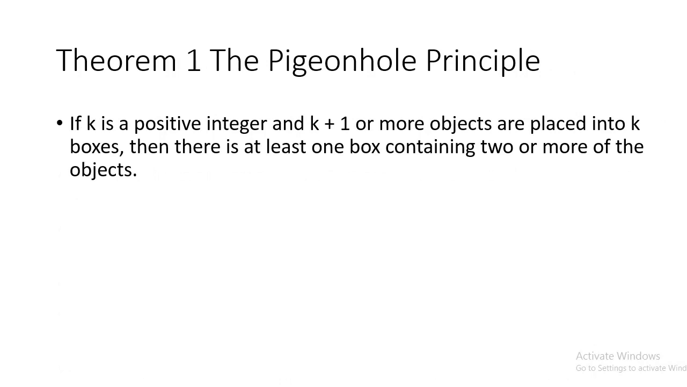Now, by using this principle, there is one theorem of the pigeonhole principle. If k is a positive integer and k plus 1 or more objects are placed into k boxes, then there is at least one box containing two or more of the objects. Again, if k is a positive integer and k plus 1 or more objects are placed into k boxes, then there is at least one box containing two or more of the objects.